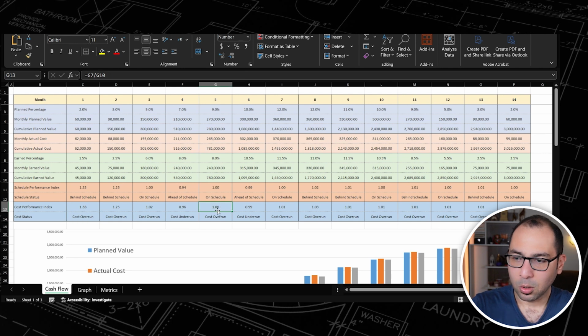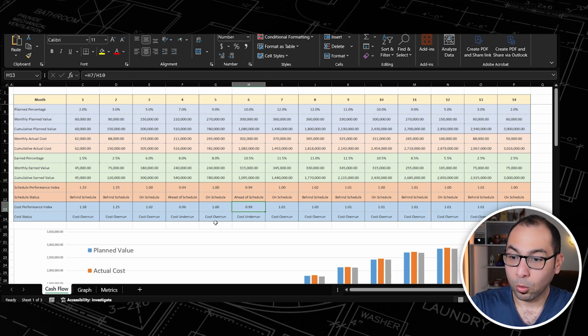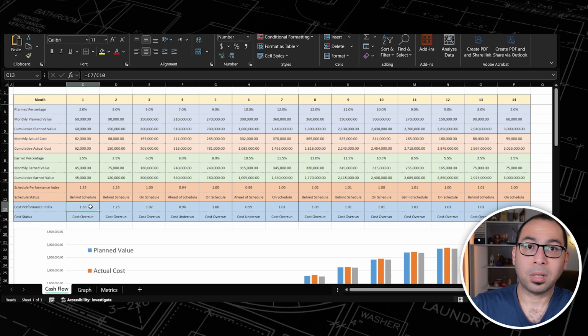And actually this is not exactly equal to 1, that's why here it is not saying on budget, but that's completely fine. But as you can see here, the cost performance index, you keep tracking this index throughout the project, and the more data you have or the more time passes from your project, the more optimized this number becomes.